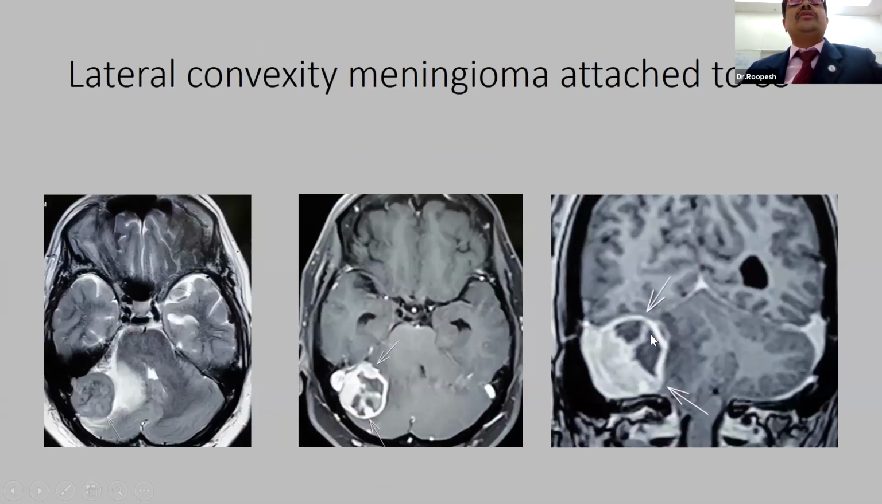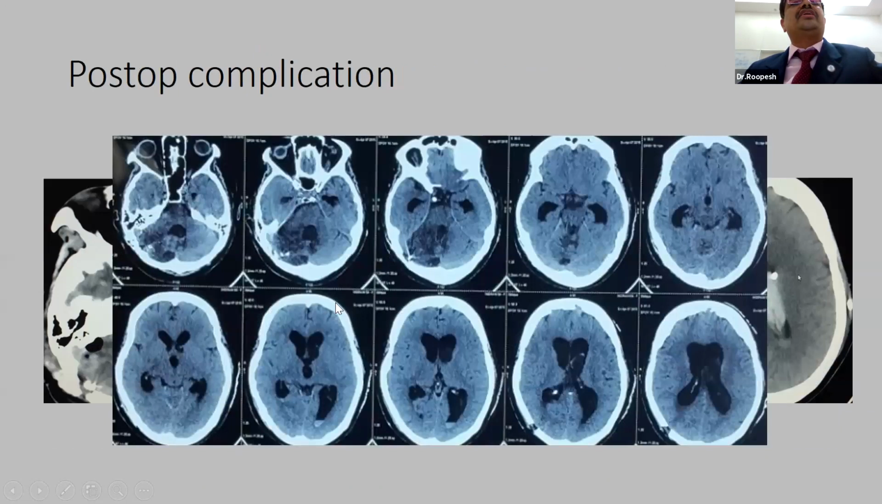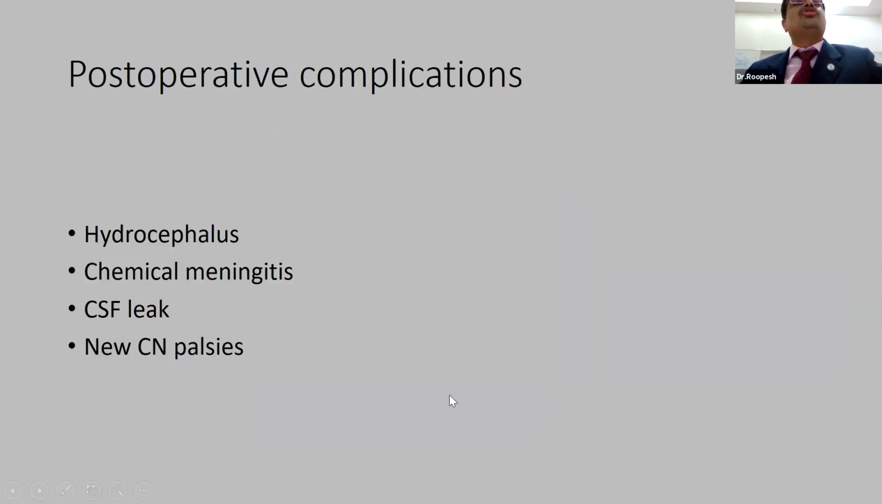And again, these are not very big tumors, but I had a problem in this case. You can see that the sigmoid sinus was very adherent, and this patient had a rent in the sigmoid sinus, and she developed IVH. She had a long, protracted recovery. Finally, she made it, and now she is requiring a shunt. So coming to the post-op complications: hydrocephalus, as I showed in the previous slide, chemical meningitis, CSF leak, especially with the endoscopic approach, and new onset cranial nerve palsy. These are some post-op complications which you really look out for.